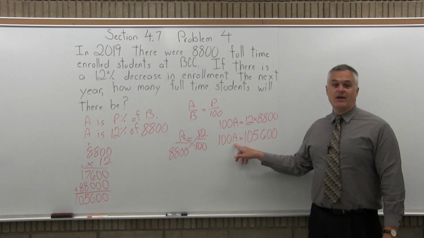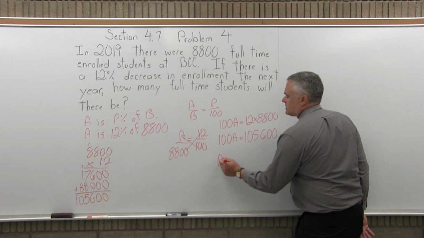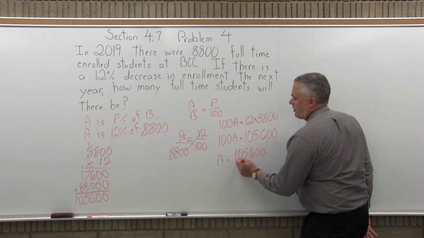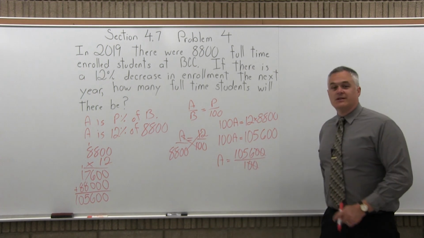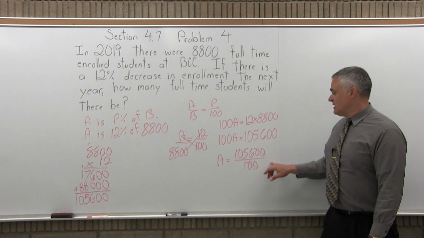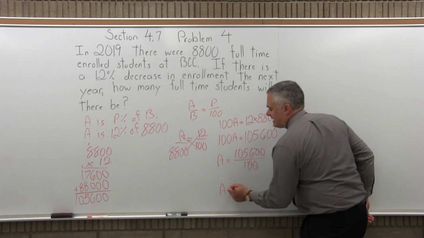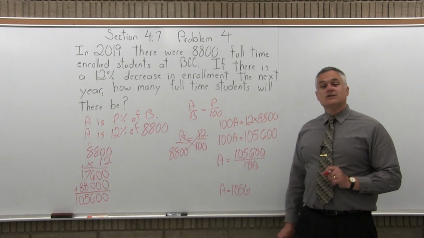Again, I want what A equals, not 100A, so I want to divide away the 100. A equals 105,600 over 100. The two zeros on the end cancel very nicely, so I'm left with 1,056. A is 1,056. Now, that's not the answer.